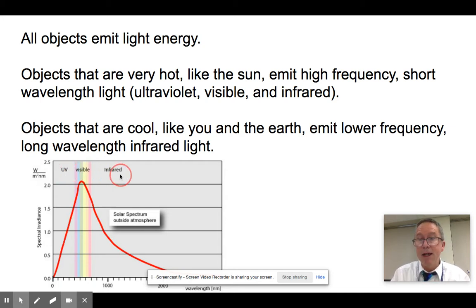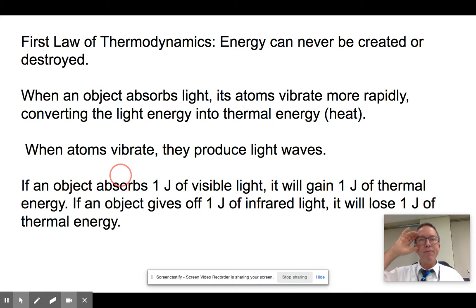Now, you and I and the objects around us are cooler than what it takes to generate visible light. So we glow in infrared. So when you walk into the school in the morning and that camera tells what your temperature is, it's simply looking at the infrared light that your body is giving off and then interpreting that as whatever temperature the atoms in your body must be jiggling at in order to make that color of light. Pretty cool, huh?